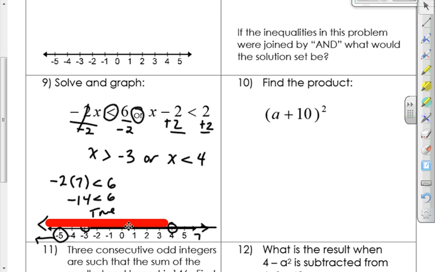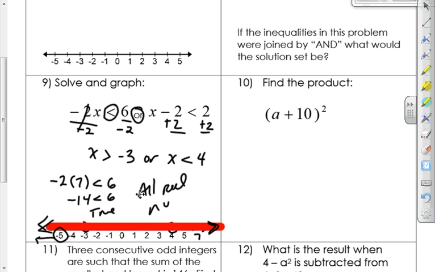Now, it doesn't have to be two colors. Ultimately, what's happening here is that it's all just one shading. I'm actually going to put this red on top. It's actually all these numbers. So all real numbers would be solutions here. All real numbers.